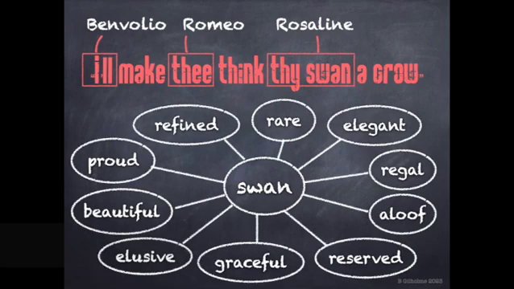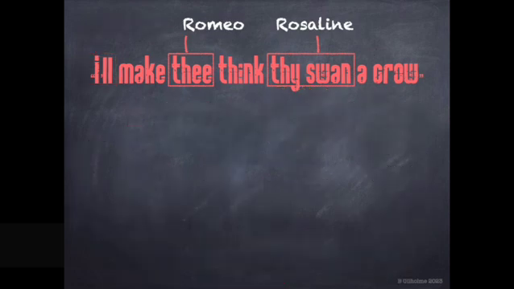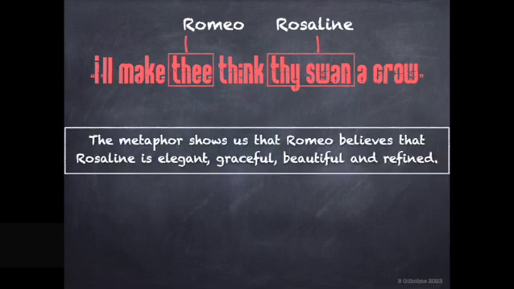In this, Romeo is transferring all of these attributes about swans to his current love interest, Rosalind. So when we unpack the idea of a swan, we've got that they're refined, elegant, rare, regal, graceful, elusive, and so on and so forth. And then we can identify the ones that are probably the most appropriate in this example. These are the ideas that Benvolio says Romeo transfers to Rosalind, and the ones that Benvolio believes Romeo is imagining. So the idea that she's refined, elegant, beautiful, graceful. So if we then go back to our sentence stem, we get the following: the metaphor shows us that Romeo believes that Rosalind is elegant, graceful, beautiful, and refined.